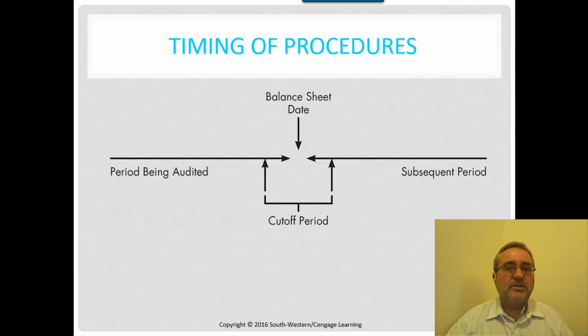So this just gives us a very brief understanding of what's taking place, and we'll give some examples specifically of what kind of testing we're going to be doing in this interim period, the period before the audit, in the cutoff period, and then in the subsequent period. And the subsequent period is through to the point of the completion of the audit.